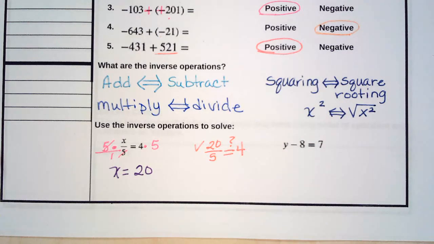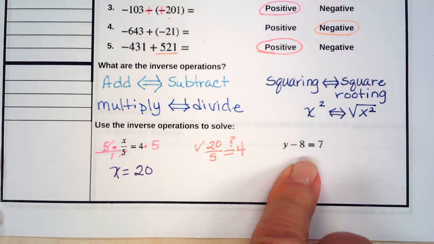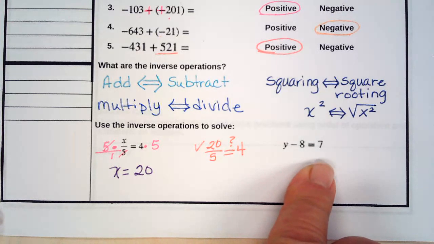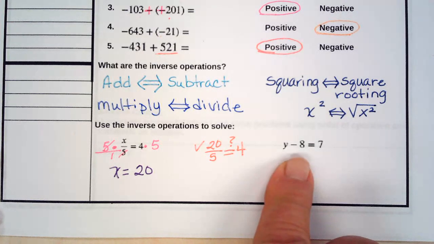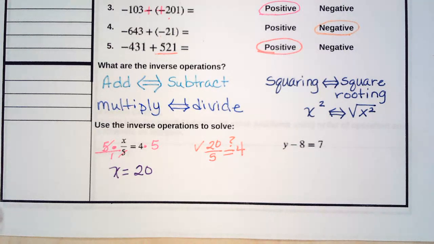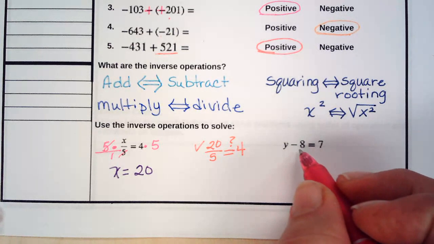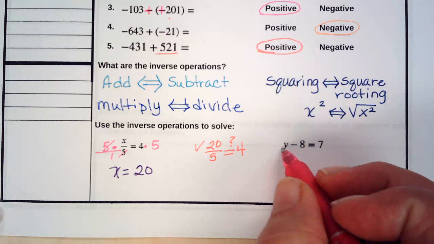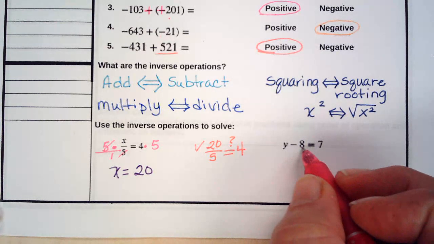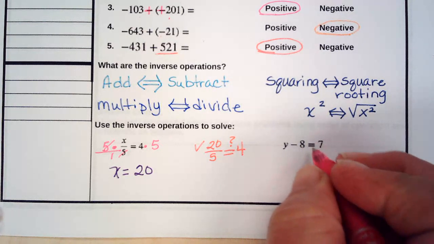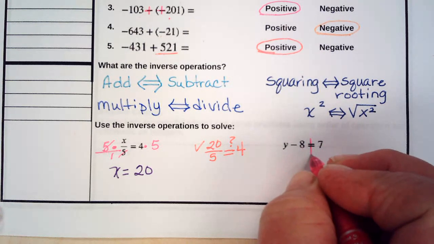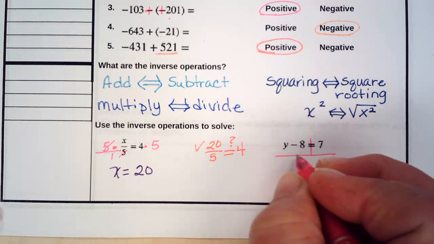Okay, what about the next one? Are we adding, subtracting, multiplying, or dividing? I've taken y, I've subtracted 8. Y minus 8. How do I undo subtracting 8? I'm going to add 8 to both sides.